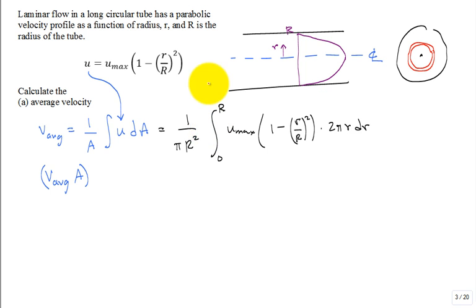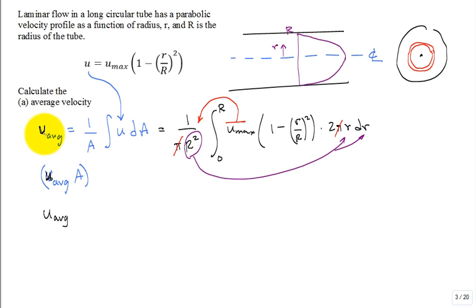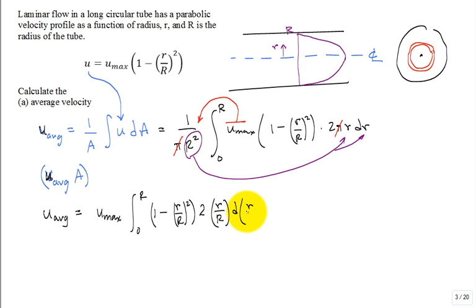Okay, at this point, can I cancel the pi's? And can I bring that R squared and distribute it here and there? And can I take the u max out because it's constant? And so what we're left with is the equation for u average. I guess I switch between u and v. U average is equal to u max times the integral from 0 to R, 1 minus r over capital R squared. I'm going to put a 2 here, and then I'm going to put lowercase r over capital R, derivative lowercase r over capital R.